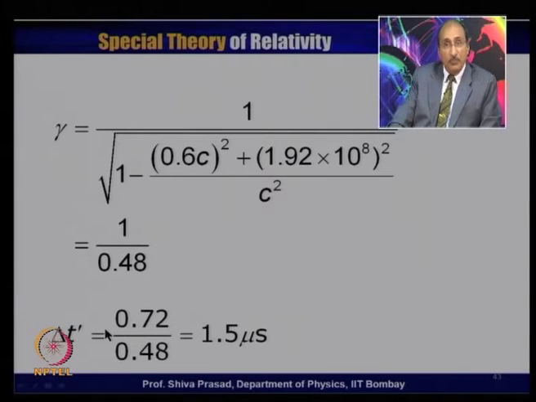So, delta t prime, which is the time interval between these two events as observed in S prime frame of reference, the train frame of reference, will be the time interval as seen in S double prime frame of reference, which happens to be a proper time interval, multiplied by gamma, which is 1.48. So, this particular time interval will turn out to be equal to 1.5 microsecond. This is indeed the time interval that we had calculated by making a transition directly from S frame to S prime frame of reference.